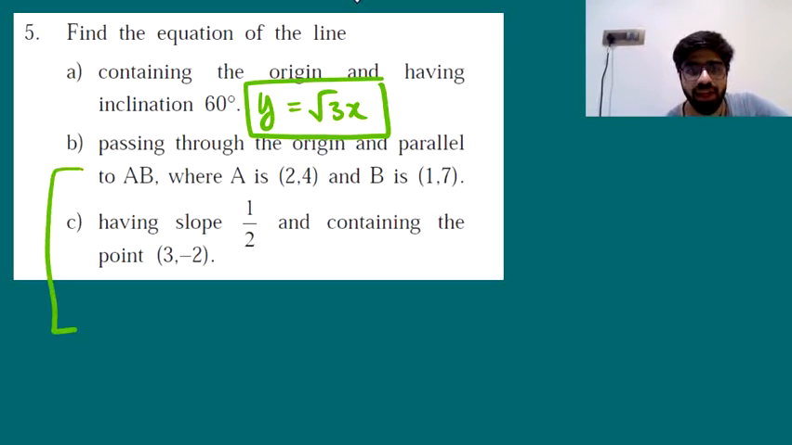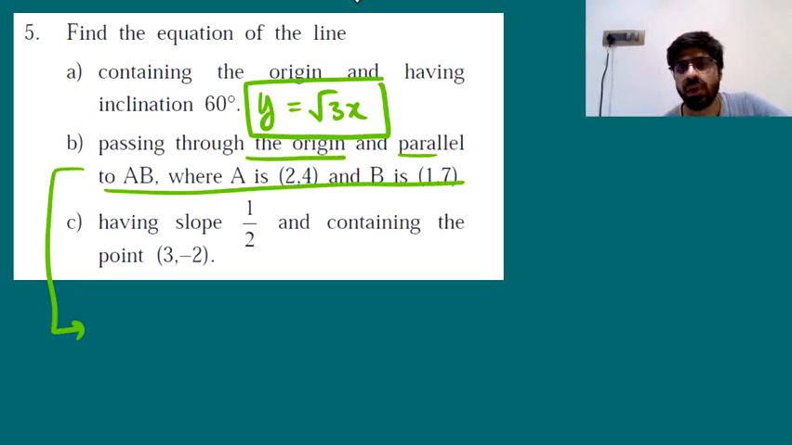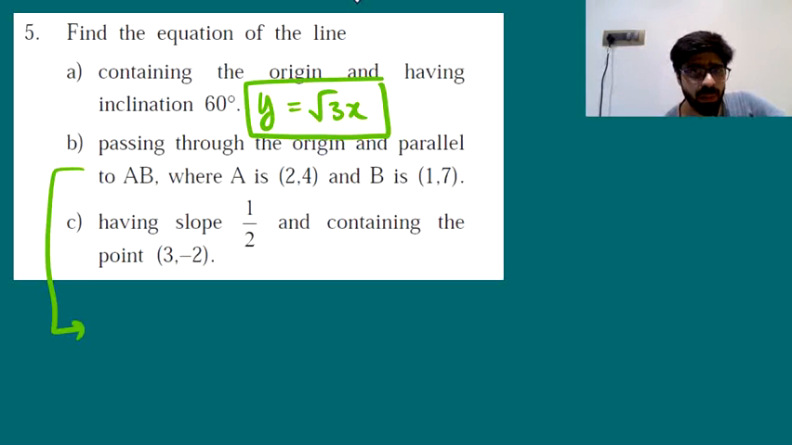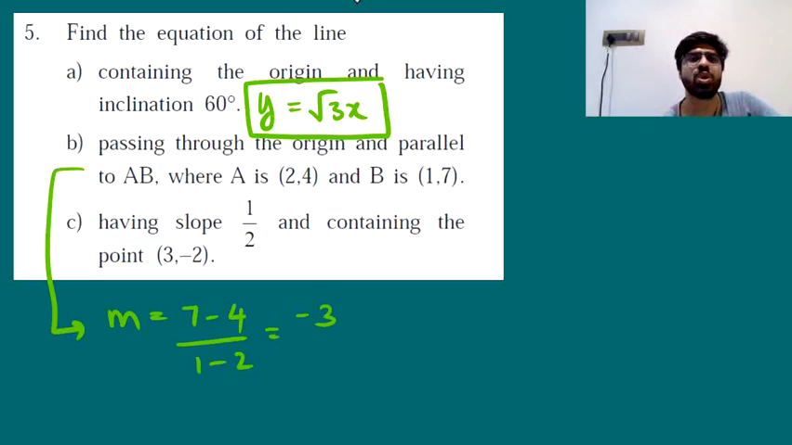The equation of line passing through the origin and parallel to AB, where the coordinates of A and B are given. If a line is parallel to AB, then the slope of that line and slope of AB is going to be equal. So the slope of AB, that is y2 minus y1, which is 7 minus 4, divided by x2 minus x1, that is 1 minus 2. So this will give us 3 upon minus 1, which is minus 3. That's the slope of AB.